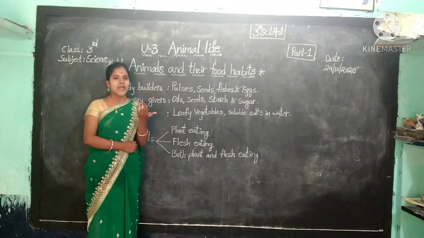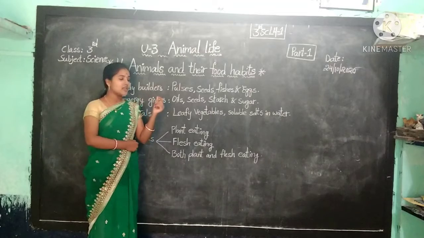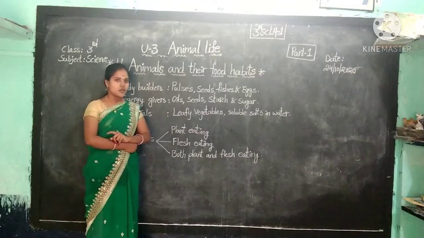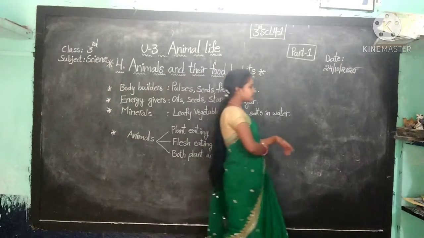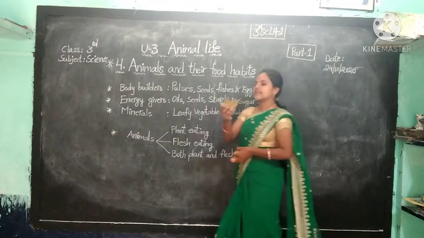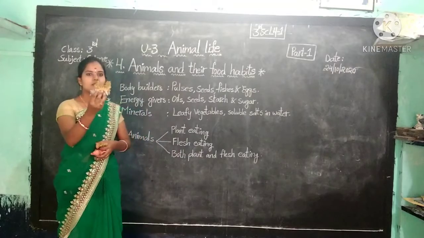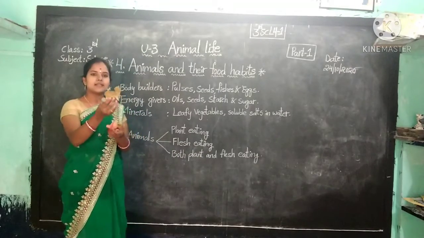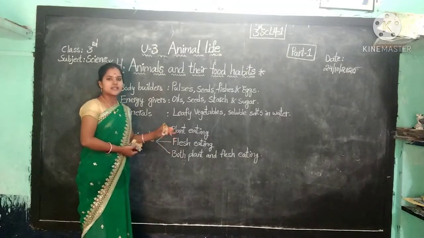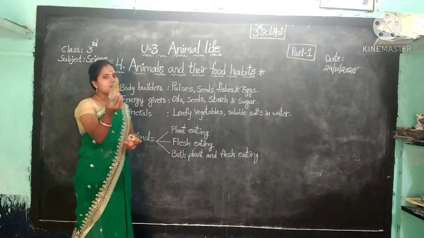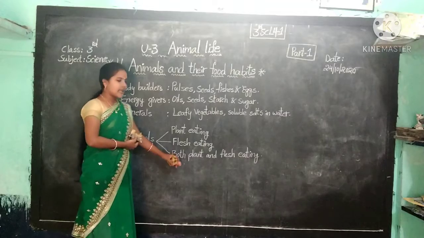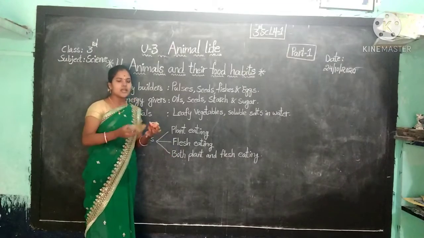Okay. Now I will show some animals, children. Observe which animal belongs to plant-eating, flesh-eating, or both plant and flesh-eating. Okay. Are you ready? Wait, I will show. Once you observe, children, what is this? Cat. Cat belongs to which one? Herbivorous, omnivorous or carnivorous? Which one, children? Cat eats both plant products and flesh also. So cat belongs to omnivorous.